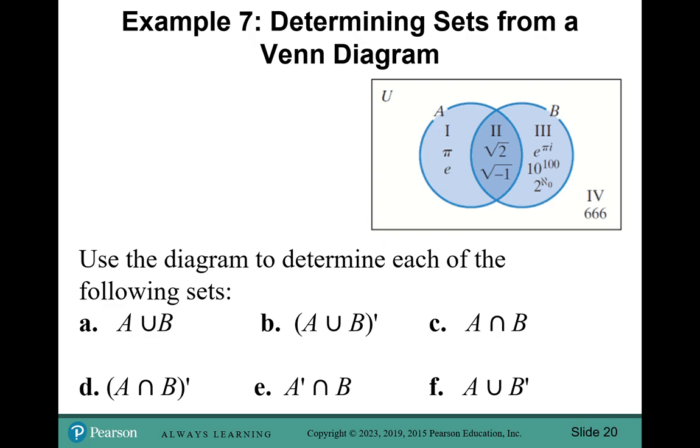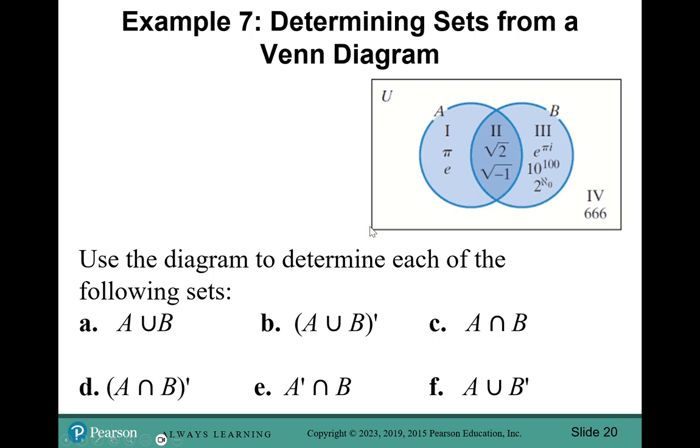Now let's determine sets from a Venn diagram. We have the universal set here. A includes pi and e. The intersection of A and B is the square root of 2 and the square root of negative 1. And the set B by itself is also e raised to the pi i, 10 raised to the 100, and 2 raised to the natural number sub 0. And outside here we also have a 666 floating around.